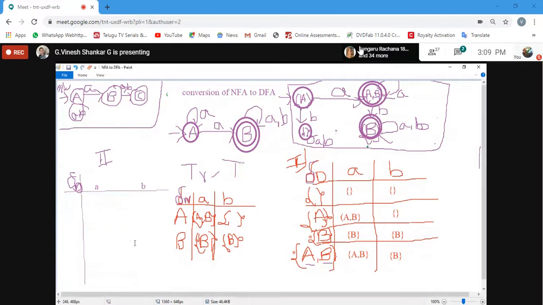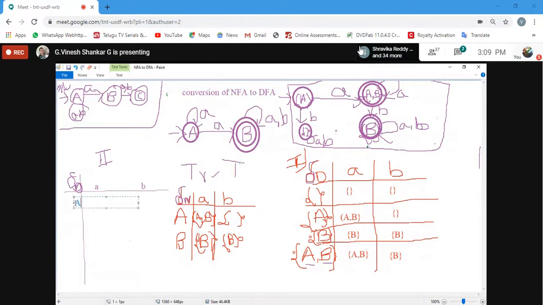Here I have to take, all of you listen carefully, the initial state. What is the initial state of NFA? That initial state I need to take here. I have taken the initial state of NFA. After that, you should use the same table to find out. A to A, what am I having here? A to A, it is given in this transition table of NFA, that is A comma B. So I can write A comma B.